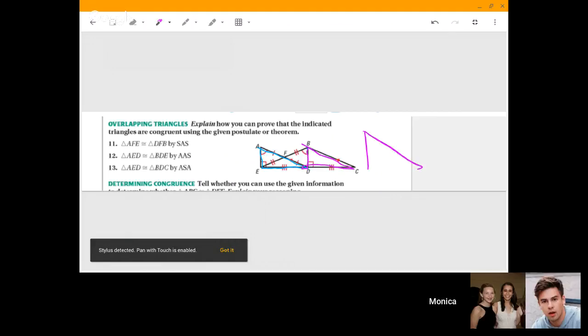So if we draw them separately, overlapping triangles are sometimes very difficult to see, especially when they are marked up as much as these triangles are. So this would be AED, and this would be BDC, okay? So we can see that these bottom parts are congruent, right? And then we can see that both of these are right angles.